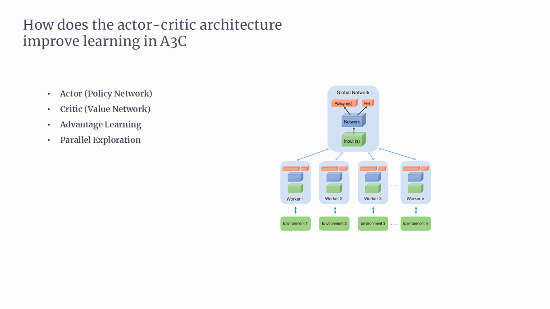In summary, the actor-critic architecture in A3C improves learning by combining the strengths of policy learning and value function estimation. By leveraging the advantage function, A3C ensures stable policy updates, balances exploration and exploitation, and uses parallel exploration to speed up learning in complex environments.